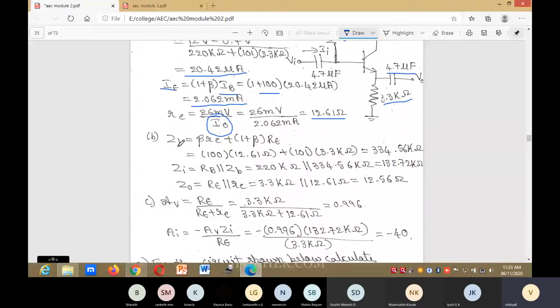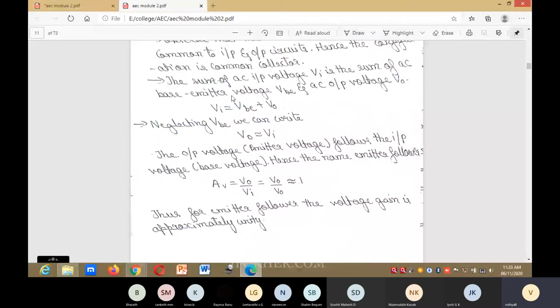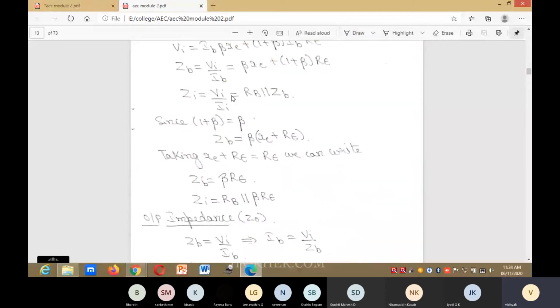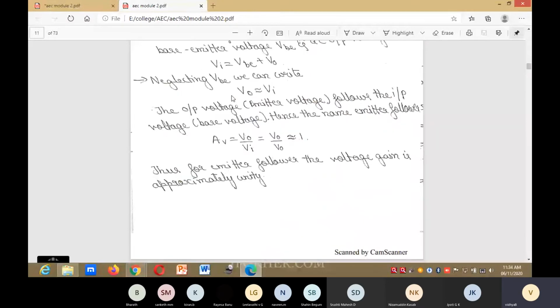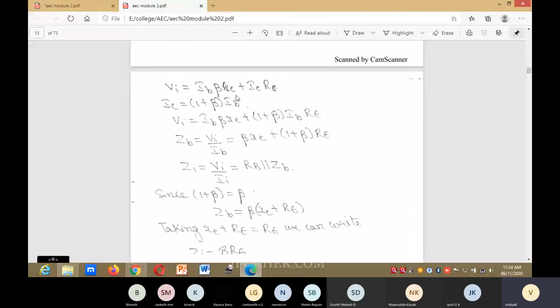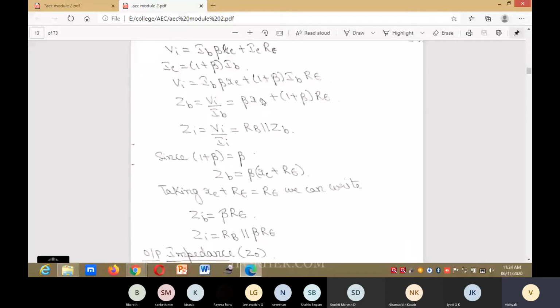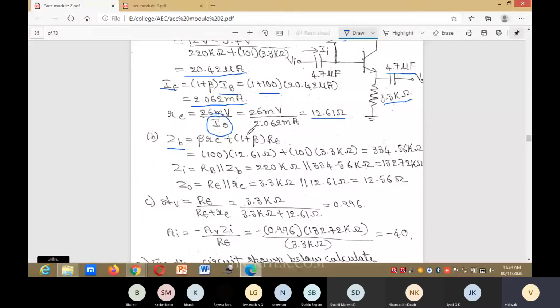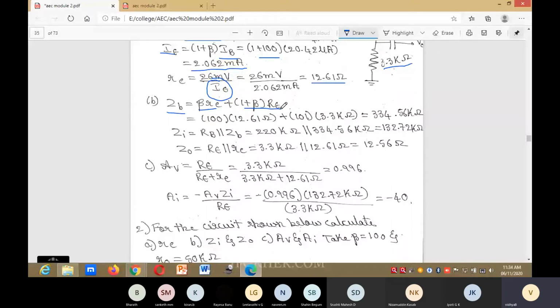What about ZB? Okay, you need to know the derivation of the emitter follower configuration. ZB is equal to what? You need to observe, ZB is equal to beta re plus 1 plus beta into capital RE. That is what I have written here, beta re plus 1 plus beta into capital RE. We know the value of beta, small re and capital RE also. You need to substitute and you will get the value 334.56 kilo ohm. That is the value of ZB.